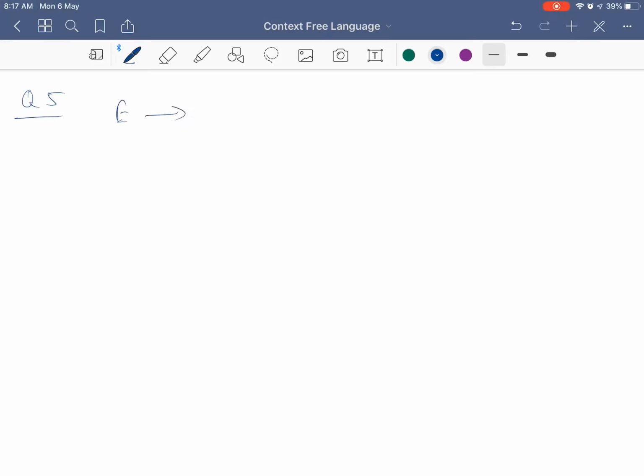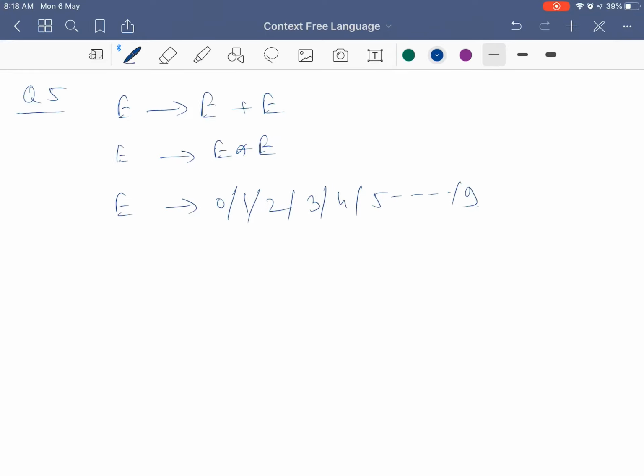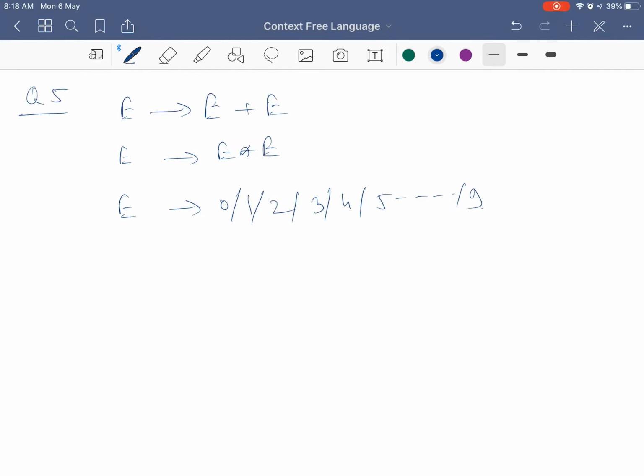Consider this example: E to E plus E, E to E star E, and E is 0, 1, 2, 3, 4, 5 up to 9. Now obviously this language E is an expression, basically an arithmetic expression. The first and second productions are non-linear, because I can start the replacement either from the left hand side or from the right hand side, any one of them, right?